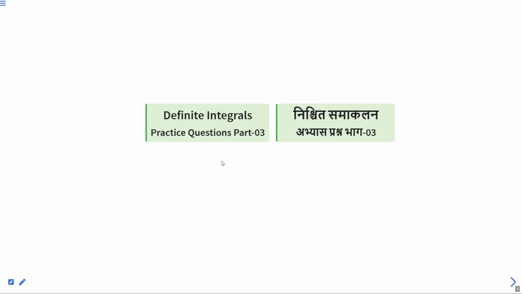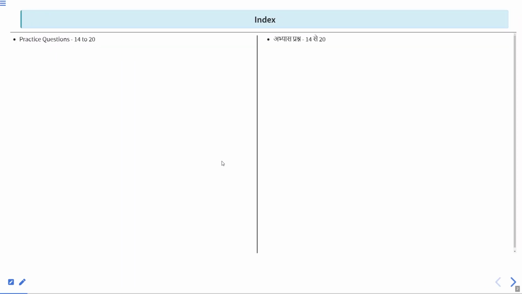In today's lecture, we will do some practice questions based on definite integrals. In the last lecture, we had completed till question number 13. So in this lecture, we will start from question number 14 and we will discuss till question number 20.